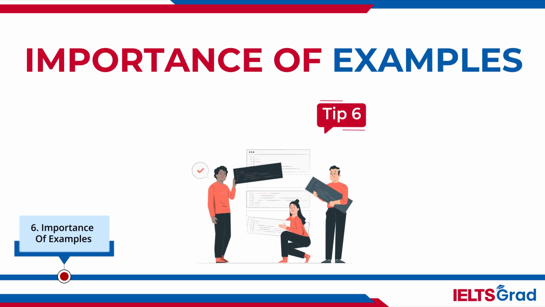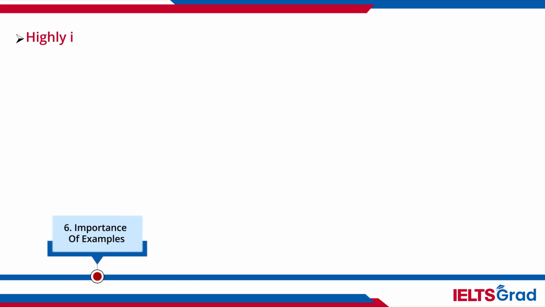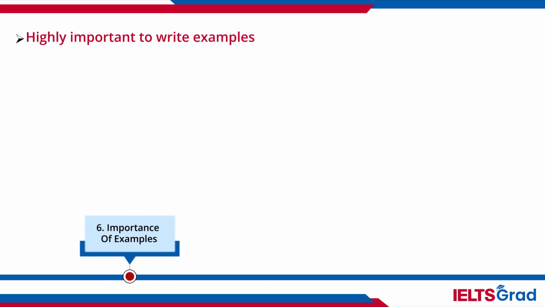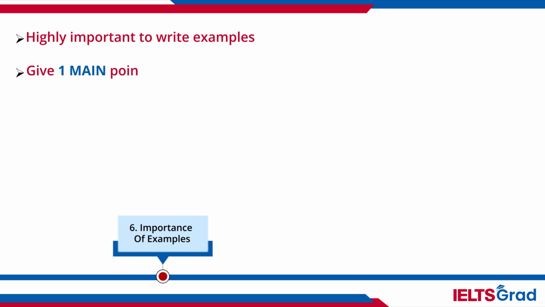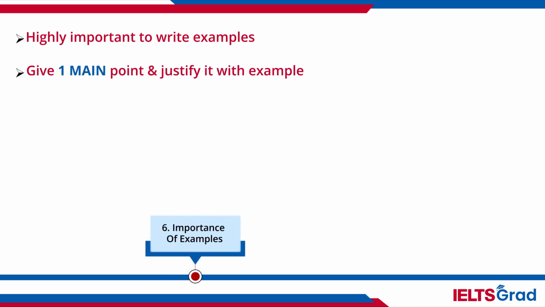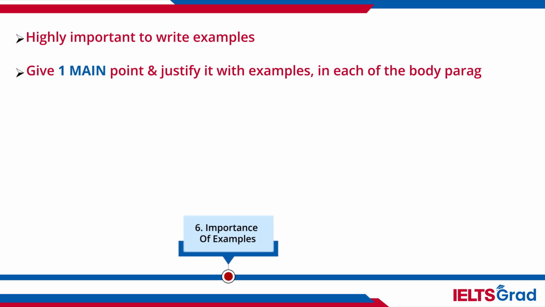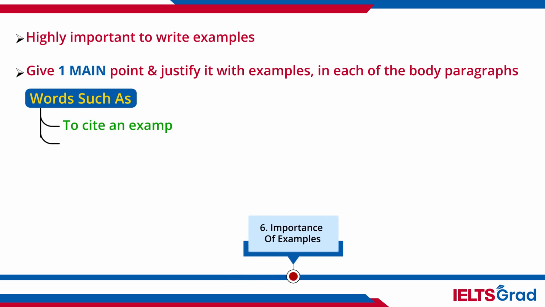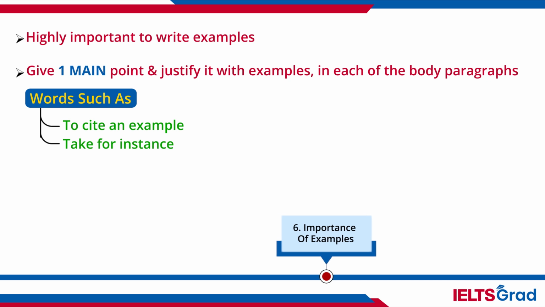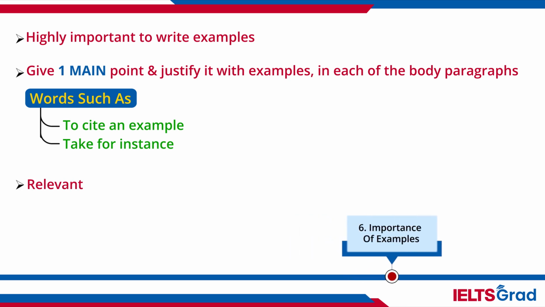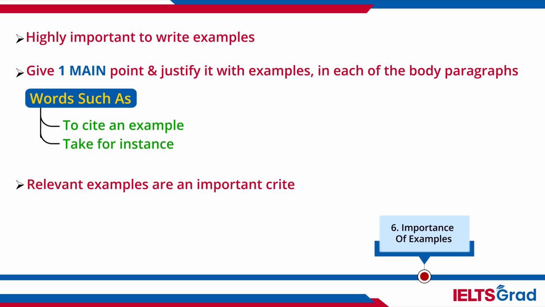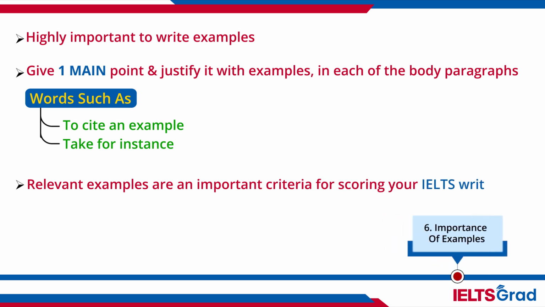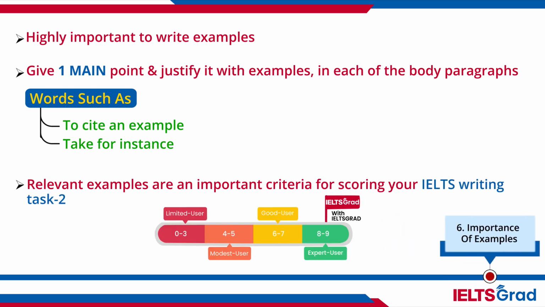Tip number 6. Examples. It is highly important to write examples. You can give one main point and justify it with examples in each of the body paragraphs. You can use words such as to cite an example, take for instance, to avoid vocabulary repetition. Moreover, relevant example is an important criteria for scoring your IELTS writing task too and can impact your overall band score.